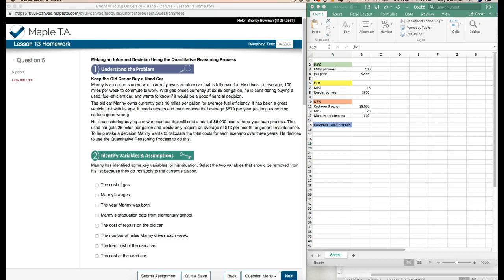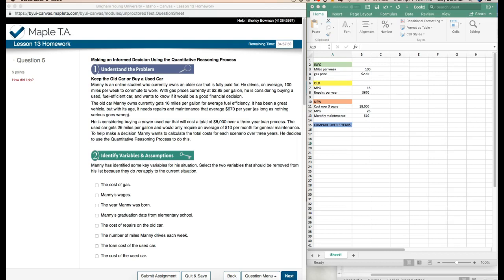Maple TA Lesson 13 homework question number 5. We're going to be working through the quantitative reasoning process with Manny. Number 1, to understand the problem, we are looking at keeping an old car versus buying a new/used one for him.